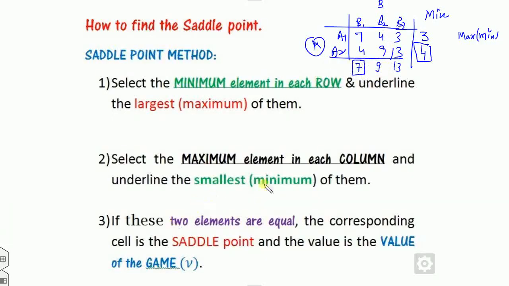Check these two boxes. If they are equal, then we say the saddle point exists. If these two elements are equal, then the saddle point exists, and the corresponding value is called the value of the game. Since in this example the values are not equal, the saddle point does not exist.